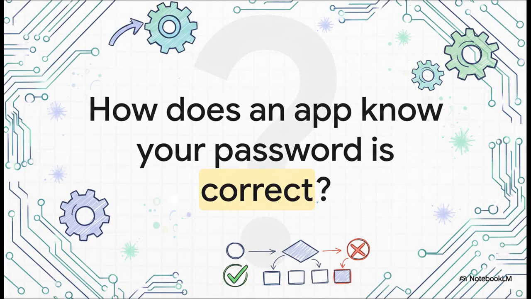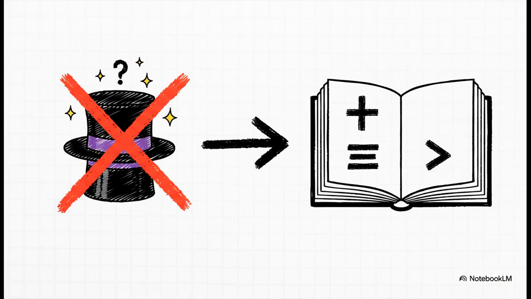I mean, have you ever really stopped to think about it? How does your phone know your password is correct? Or when you're playing a game, what's actually happening under the hood when you level up? It feels like some kind of digital magic, right? Well, it turns out it's not magic at all. The answer is actually pretty simple.